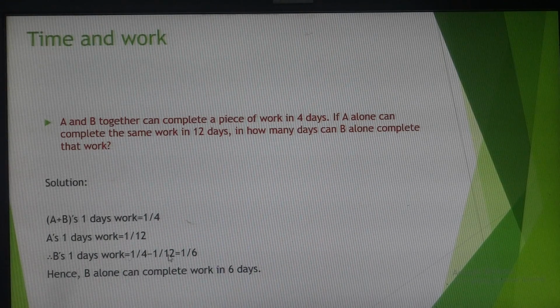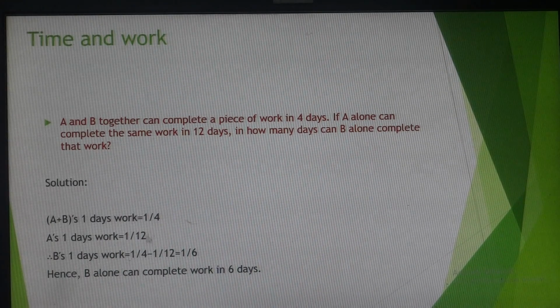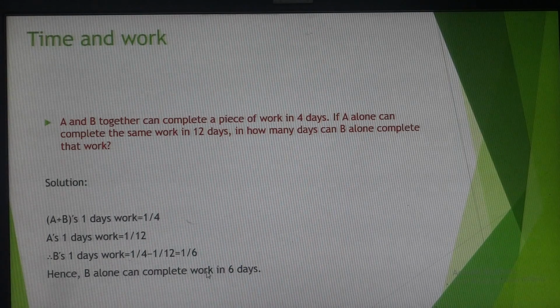You just have to subtract A's work from their combined work. It is 1 by 4 minus 1 by 12, which is 1 by 6. Hence B can complete the work, reciprocate the answer, you will get 6 days.